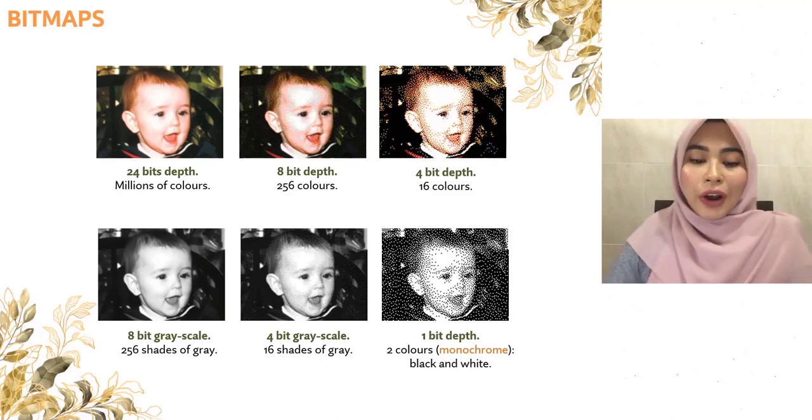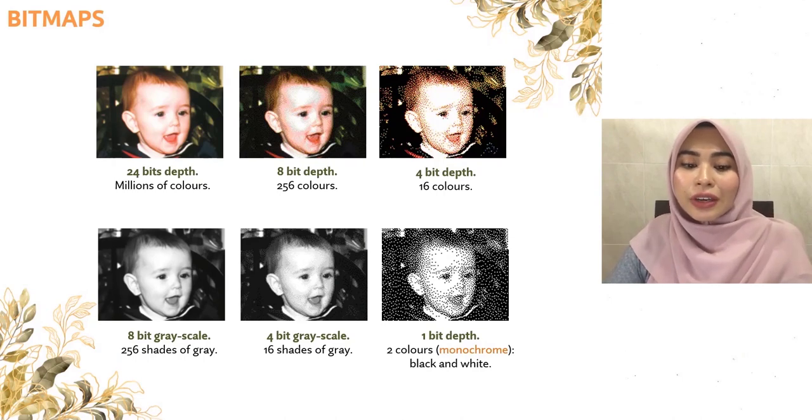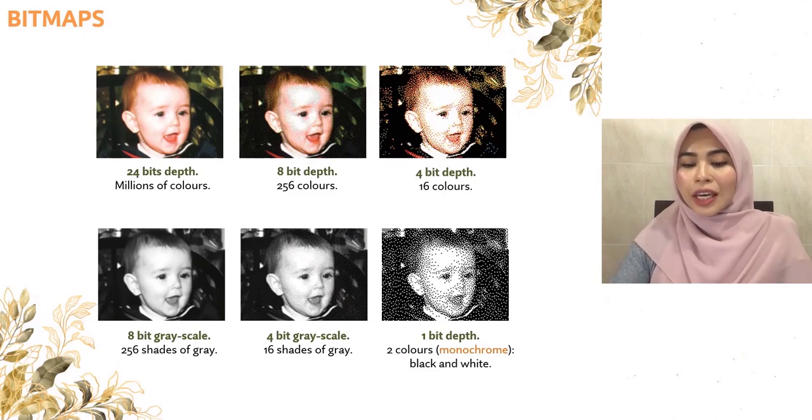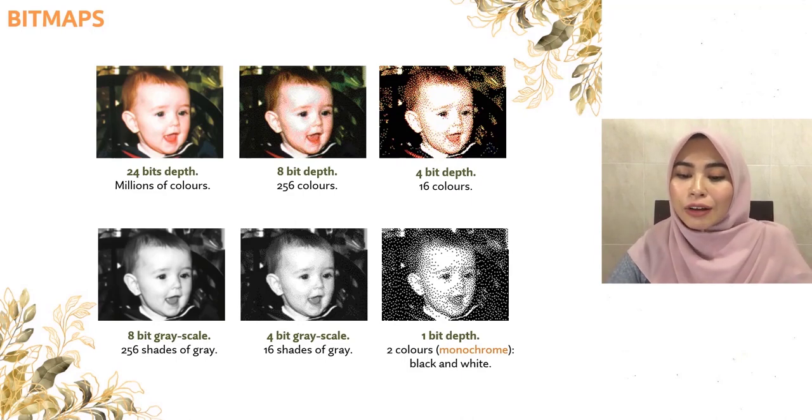Whereas this image is 2^24, and 2^24 contains millions of colors. That's why this image is a lot better, because it can display a lot more colors, making the image look much higher quality. If you take a look at the bottom there, it is called a grayscale image. Why is it called grayscale? Because one image can contain many, many different shades of gray.